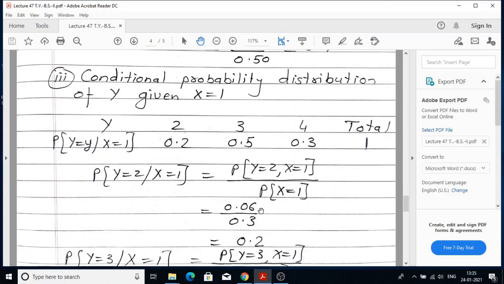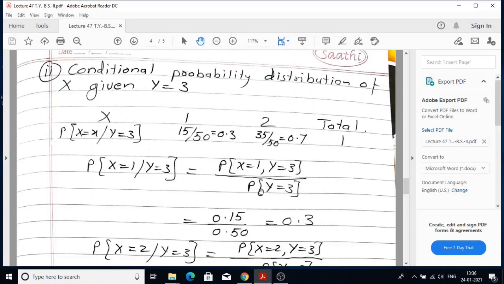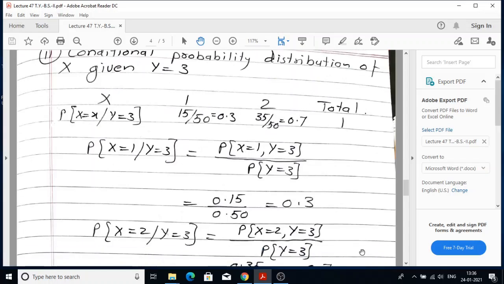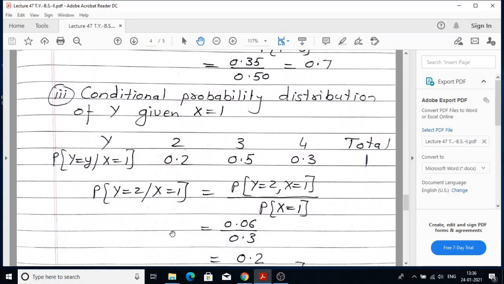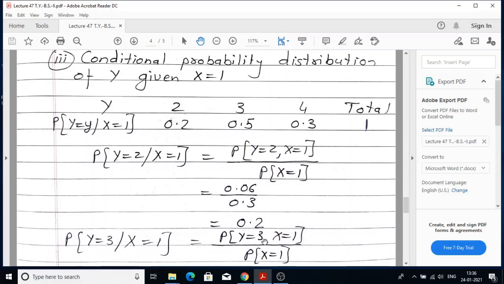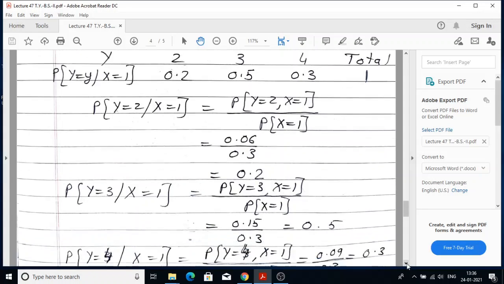So 0.06 divided by marginal x is equal to 1. Marginal x is equal to 1 is 0.3. So 0.06 divided by 0.3. The answer is 0.2. So the first probability is 0.2. Second probability we will find.